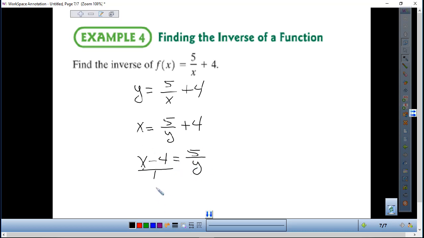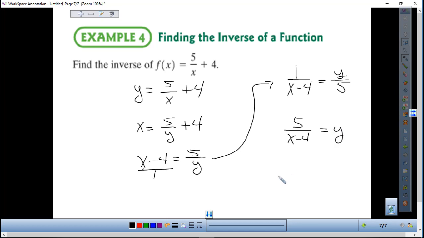The reciprocals of both fractions are going to be equal as well. So where I've got 5 over y here and x minus 4 over 1 here, I can rewrite that as 1 over x minus 4 is equal to y over 5. And then all I have to do is multiply both sides by 5, and I'm going to have 5 over x minus 4 is equal to y.